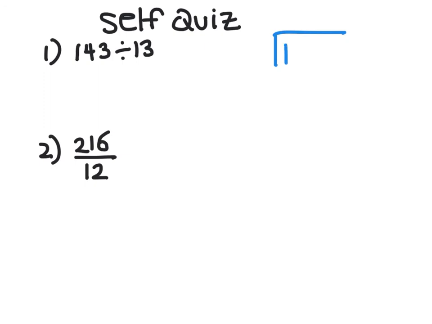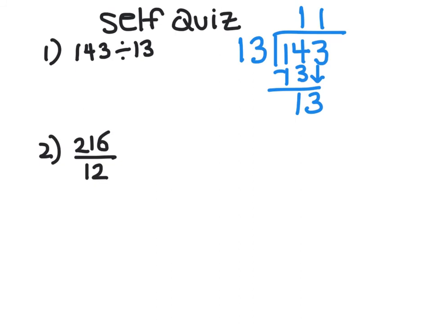For problem number 1, 143 goes in the house, 13 outside the house. 13 will go one time into 14, remainder 1, bring down the 3, and now 13 goes one time into itself with no remainder. So the first answer was 11.